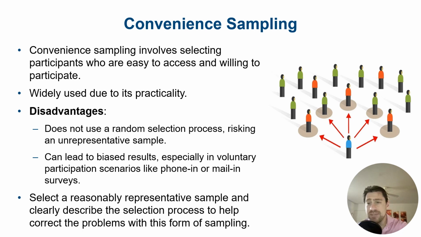And so the best you can do is to try and select a reasonably representative sample from the people that you have access to. And also, you want to report exactly how you recruited, how you selected your participants, and also their characteristics, so that other people who are reading your study can make up their own mind as to whether or not your results will generalize.